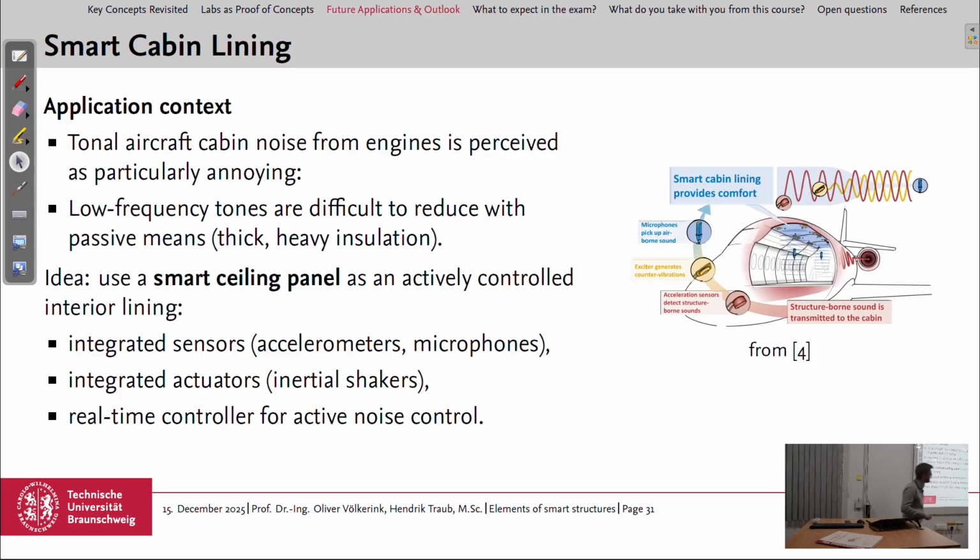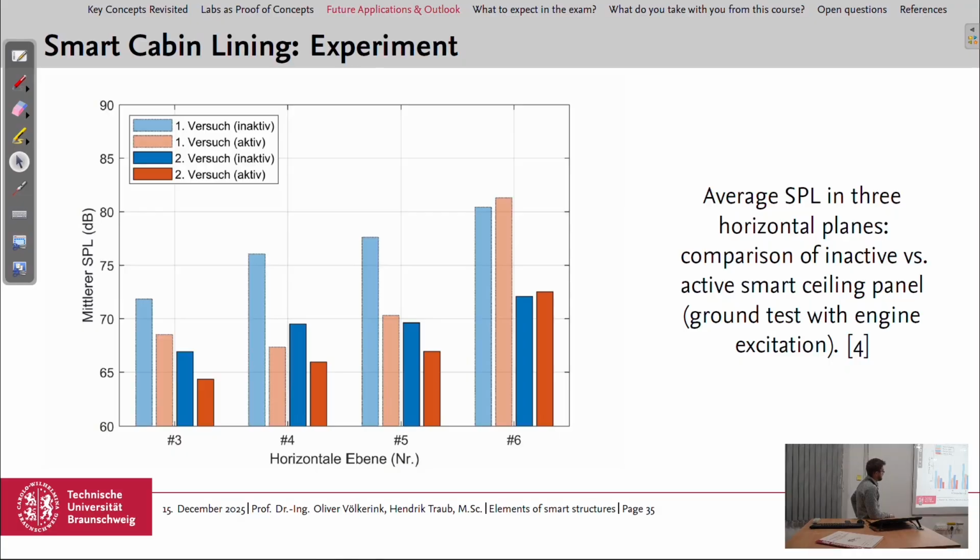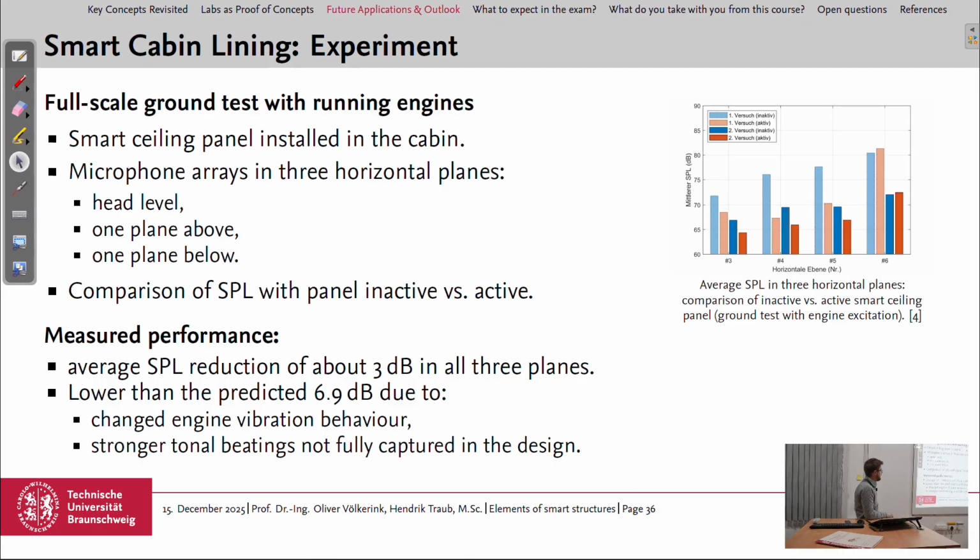And I was not involved in the project, so there might also have been horizontal planes 1 and 2, but they included in this plot the horizontal planes 3 to 6 at different heights. So the outcome is that except for the last horizontal plane, it worked well for the other planes. They could achieve a sound pressure level reduction of 3 decibels in 3 planes, but a lower reduction than the one predicted in the design study with all its assumptions.